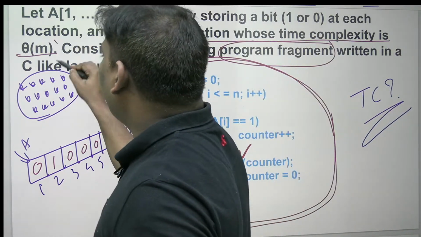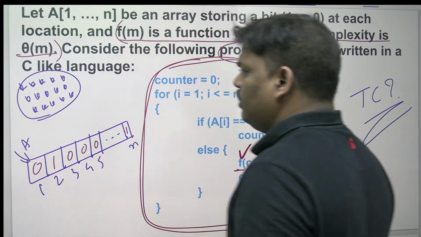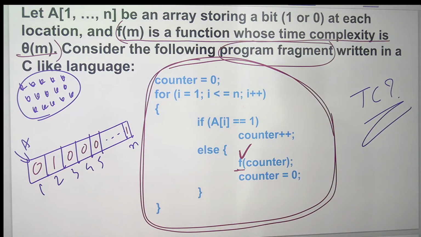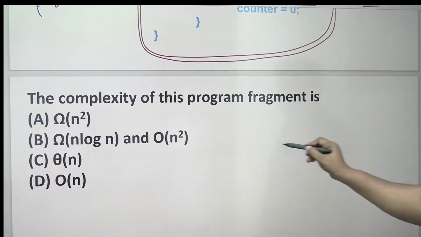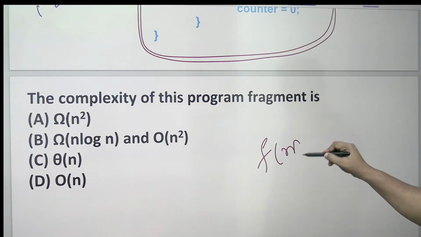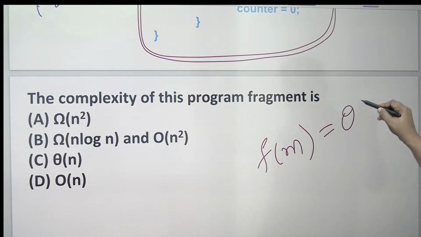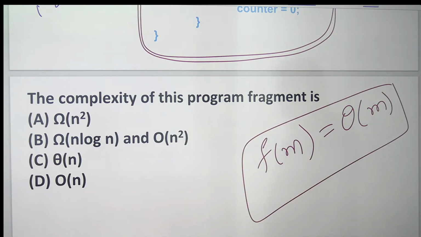It is one of the biggest lines of this particular story. In this problem, the major line is this only: f of m is a function whose time complexity is theta of m. Remember, this is the major line. If you want, I will write it. See, f of m time complexity theta of m. It is the major line.